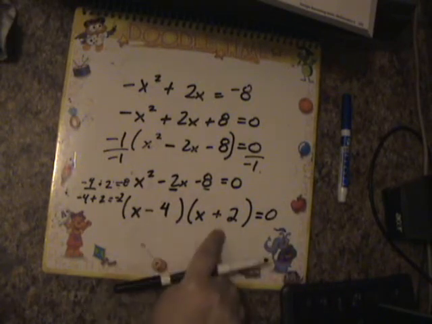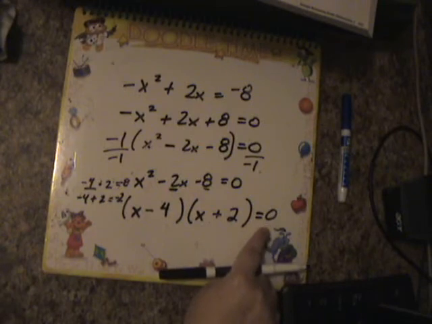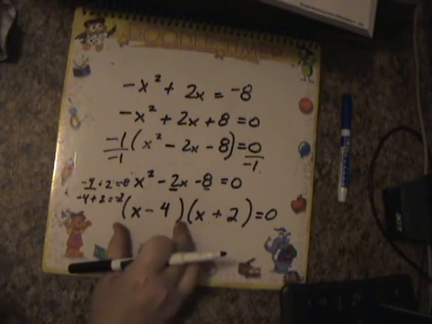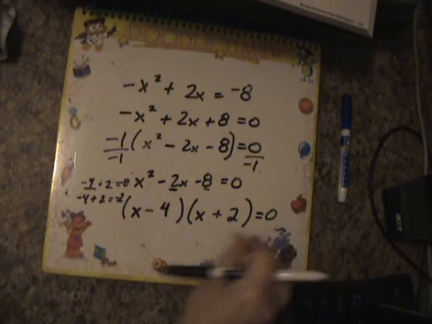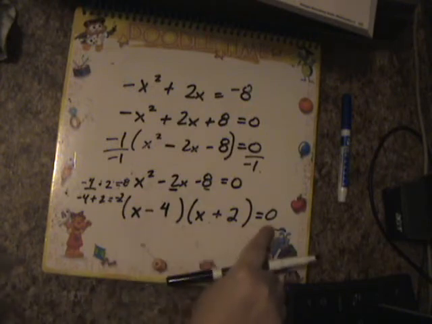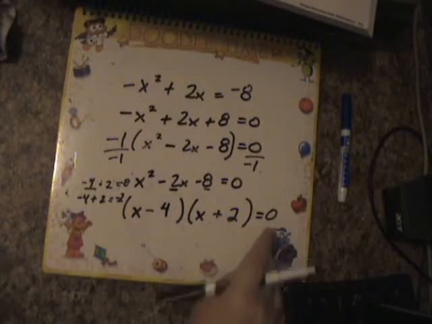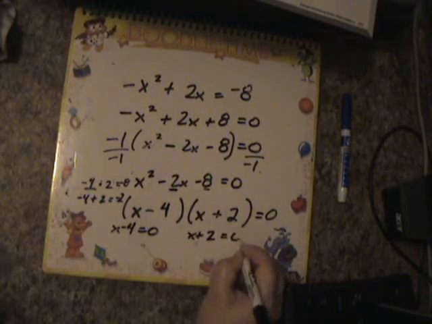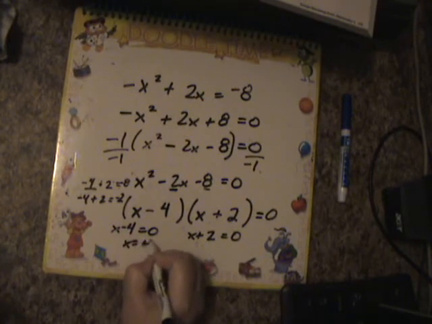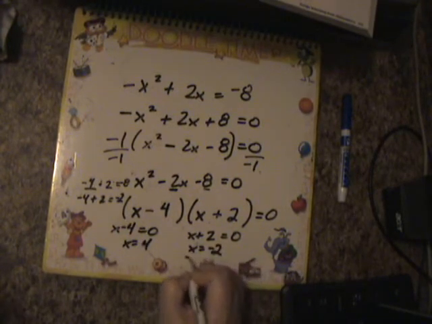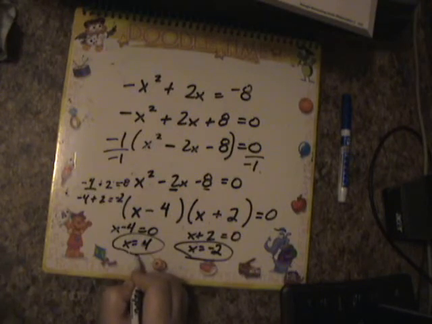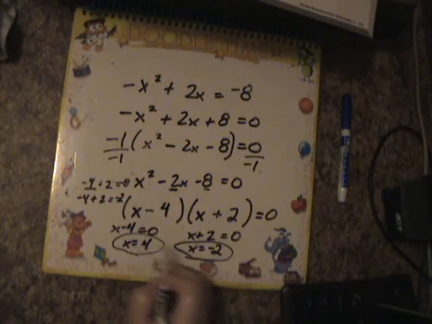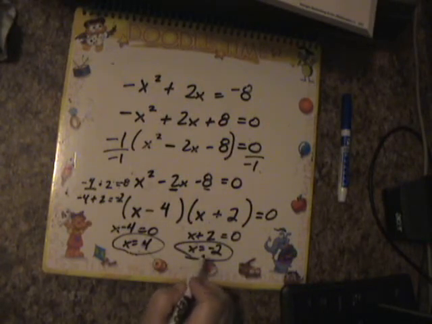Now I have to set each of these factors equal to 0. This is using my zero product property, because this is a component. This component here times this component equals 0. Okay, these two factors. Anything times 0, the only way to get 0 is to multiply it by 0. So x minus 4 equals 0, x plus 2 equals 0. And then I get x equals 4 and x equals -2. Do you see how we got the same answers as before? We got a +4, and a -2 for our answers for this particular problem.